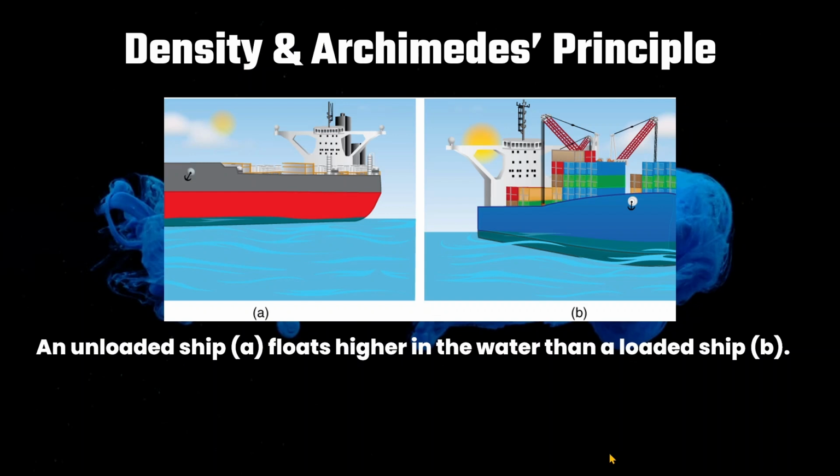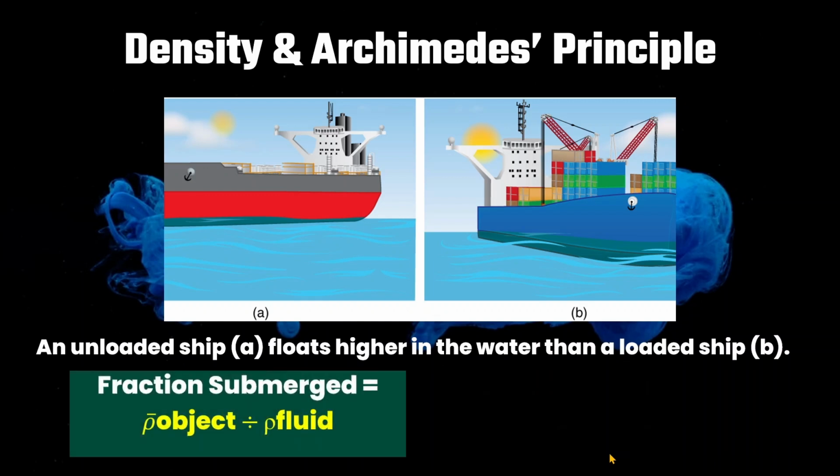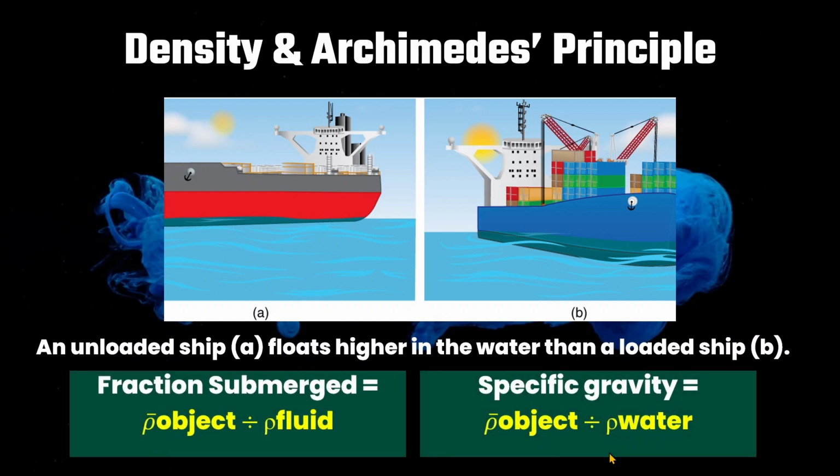So how about the extent to which an object submerged in fluid will float or sink? In this picture, there are two ships, but one ship is already loaded. An unloaded ship will float higher in the water than a loaded ship. If you're asked what fraction of the ship is submerged, what is the fraction submerged?